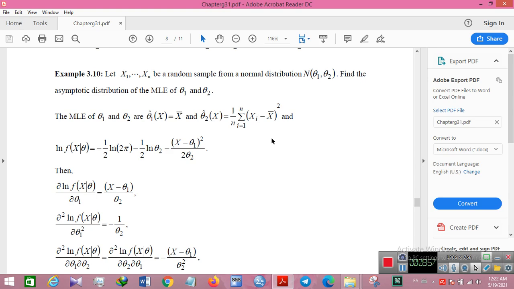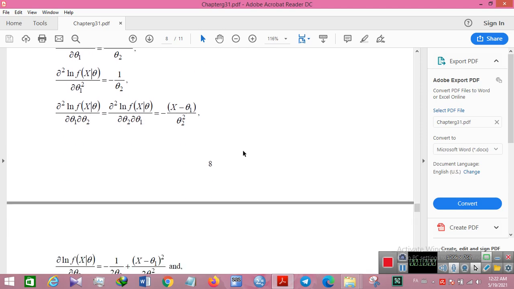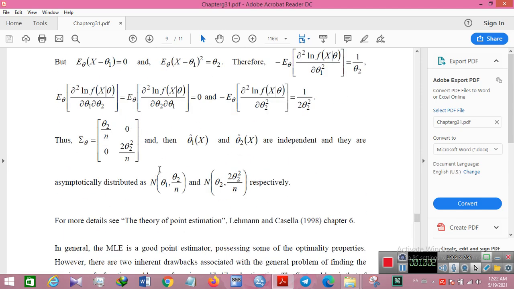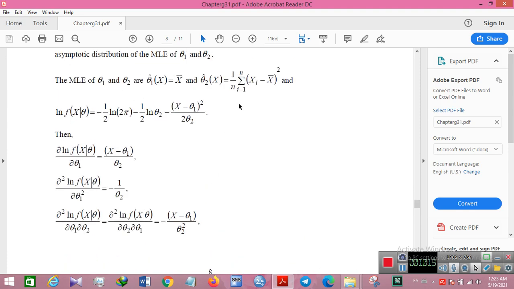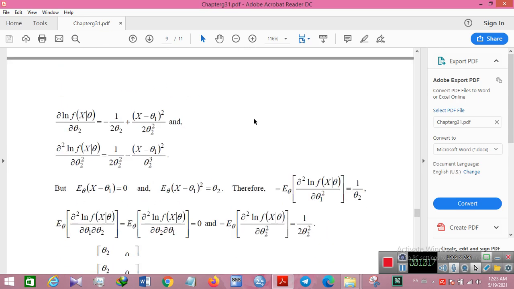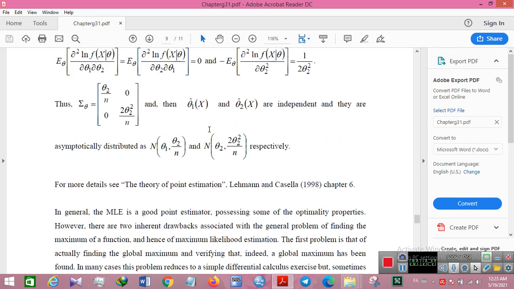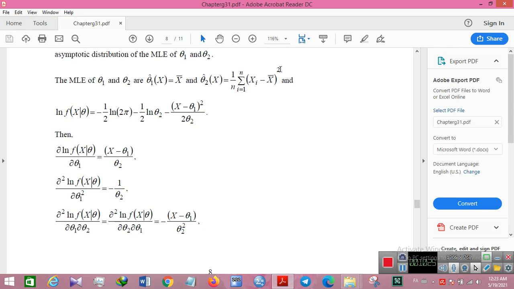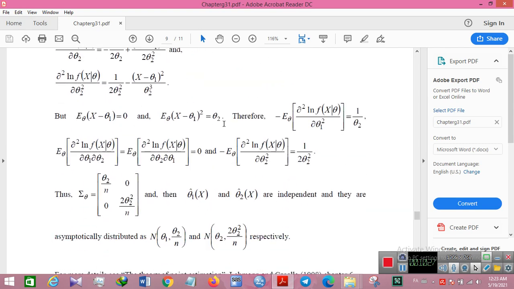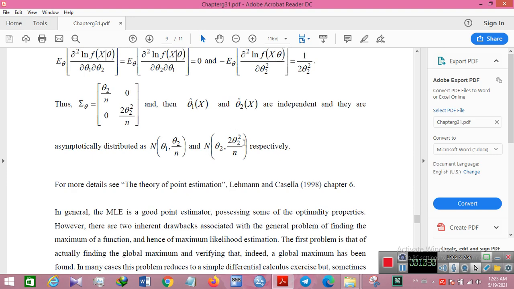If you look at the asymptotic distribution and the actual distribution, they are the same for theta 1, but for theta 2 the actual distribution is chi-square with n minus 1 degrees of freedom, but the asymptotic distribution is the normal distribution.